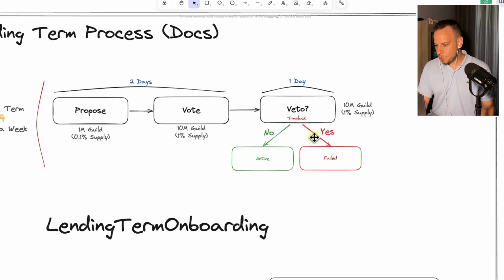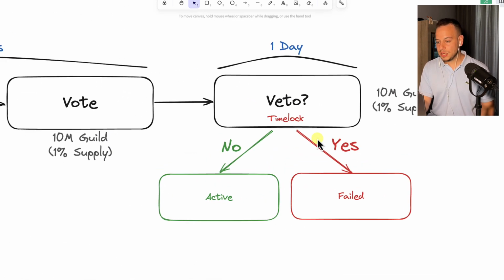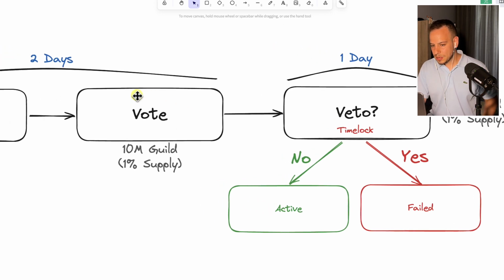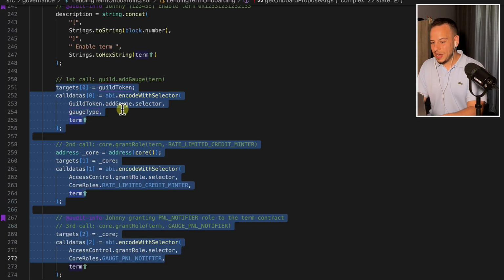Then you have 1 day of veto. What does veto mean? Maybe there are another 10 million guild holders that don't want this lending term. They can veto your proposal. So if I don't like this lending term, I can just create a veto. So during this 1 day, this new proposal goes to a time lock.